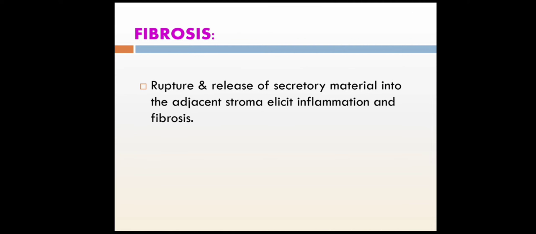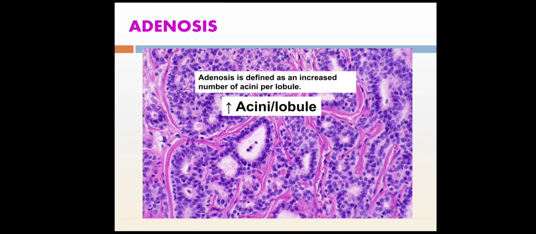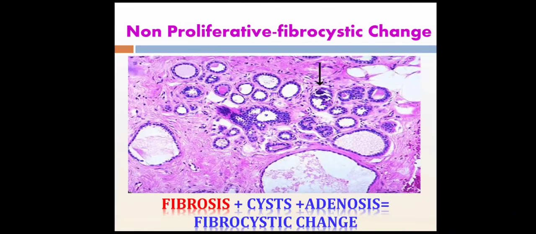Fibrosis is nothing but whenever there is release of the secretory material into the adjacent stroma, there will be an immune reaction to the material leading to chronic inflammation. Chronic inflammation further leads to fibrosis. Adenosis is nothing but increased acini per lobule. That is more number of glands, more number of acinus or alveolus per lobule. Okay. So all this constitute the fibrocystic change and is included in non-proliferative epithelial disease of breast.